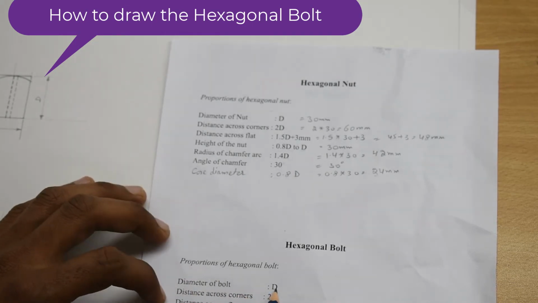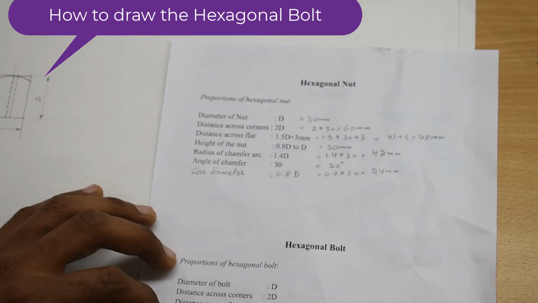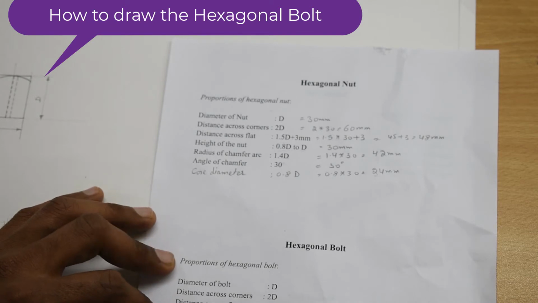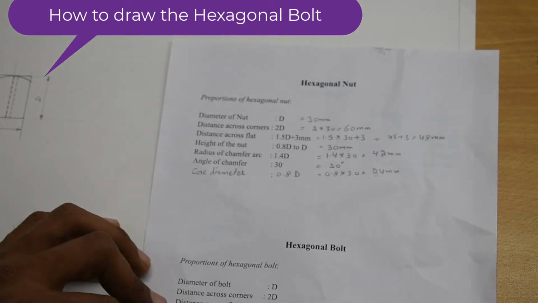Diameter of bolt is equal to D, distance across corner 2D, remaining is same, distance across flat 1.5D plus 3 mm, height of bolt 0.8D to D, radius of chamfer arc is 1.4D, and angle of chamfer is 30 degree, length of bolt 5D, or you can say depends upon requirement. Length of threaded portion, that is L1, or you can represent it with X, equal to 2D plus 5 mm.